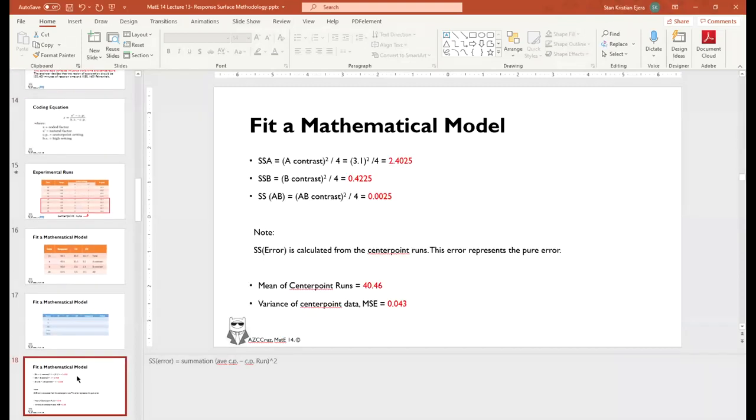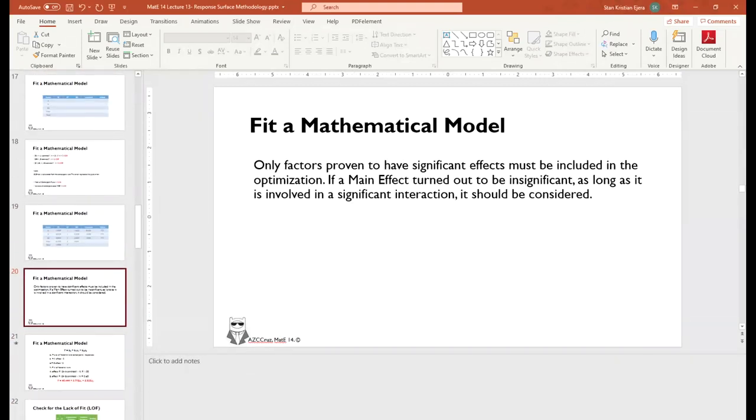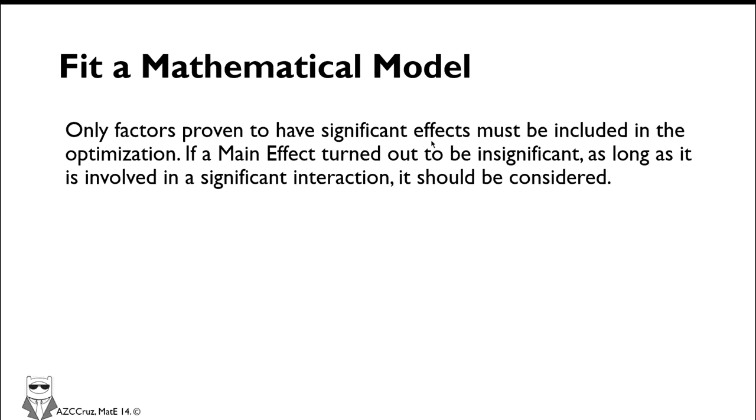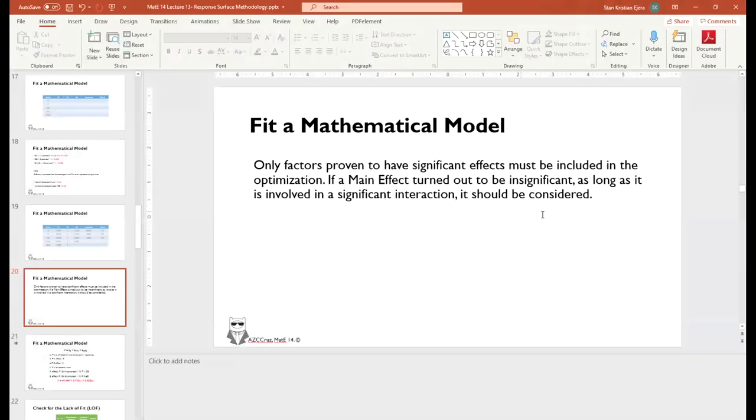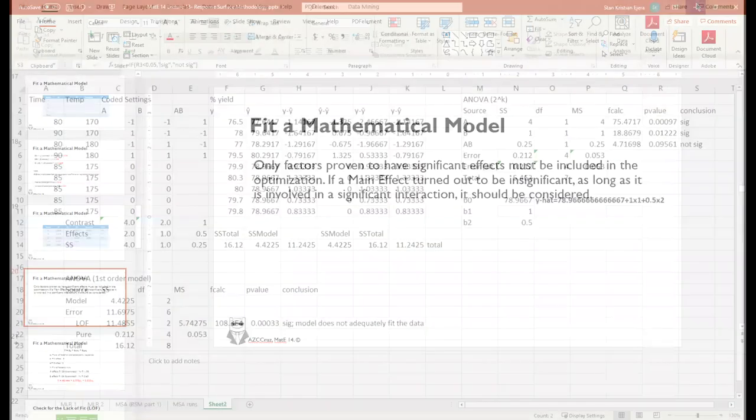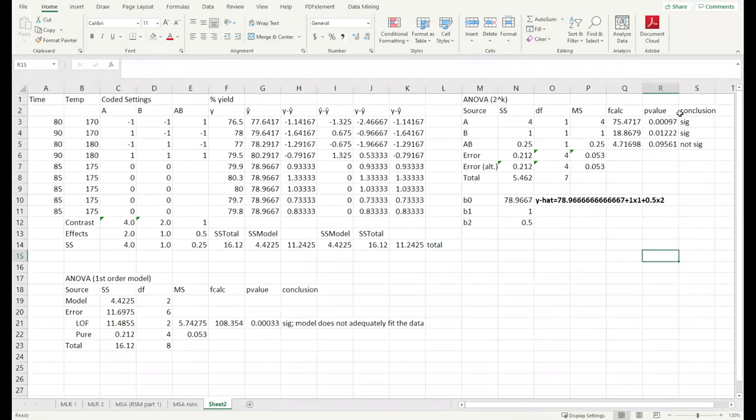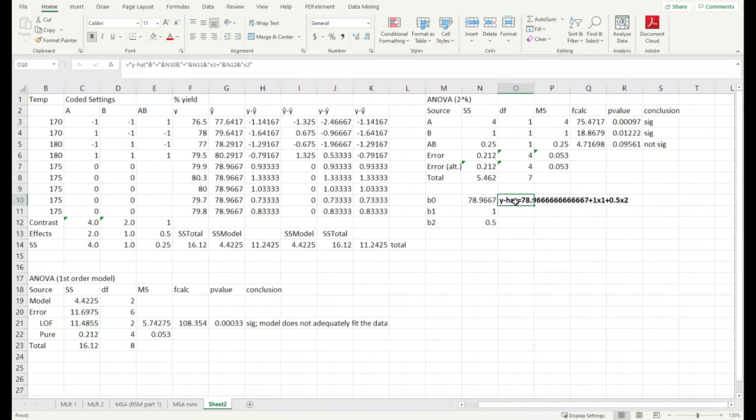So, again, only factors proven to have a significant effect must be included in the optimization or the regression model. If a main effect turned out to be insignificant, but as long as it is involved in a significant interaction, it should also be considered as well. Okay? So sinasama natin kahit hindi significant yung main effect, pero significant yung interaction niya. Pero in this case, both significant naman ang main effect, as ang interaction effect is not significant. Okay? So, sinama natin kaya dito sa equation na to.